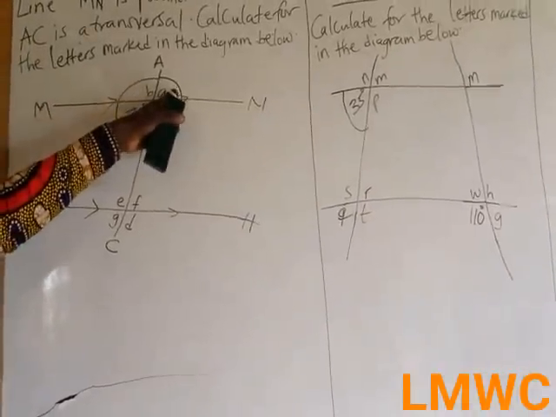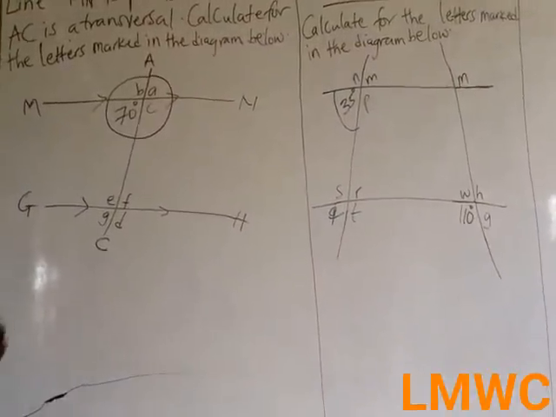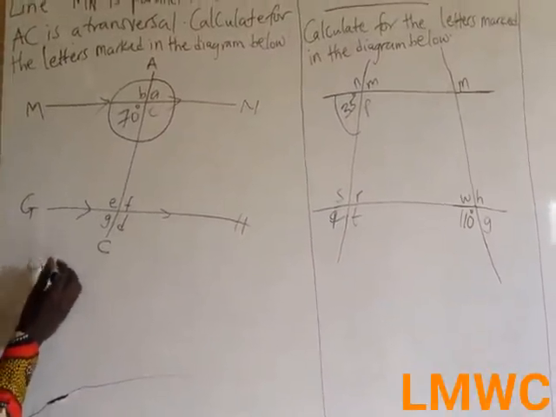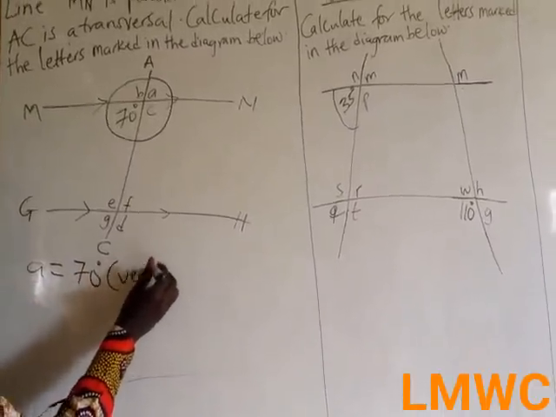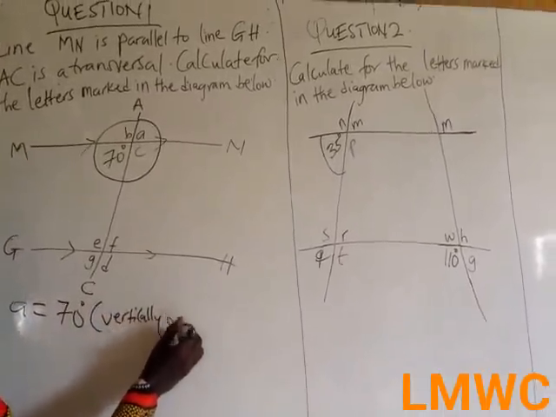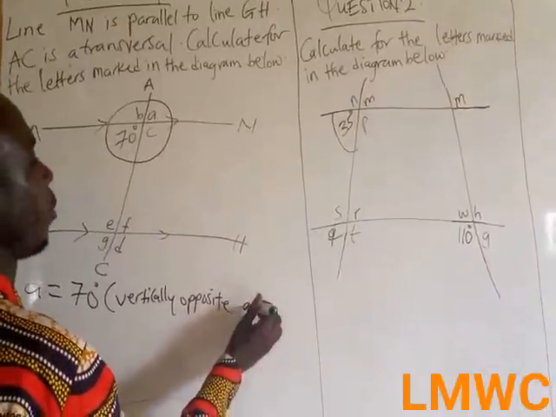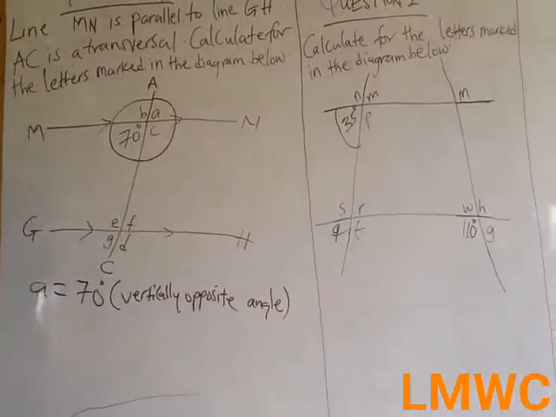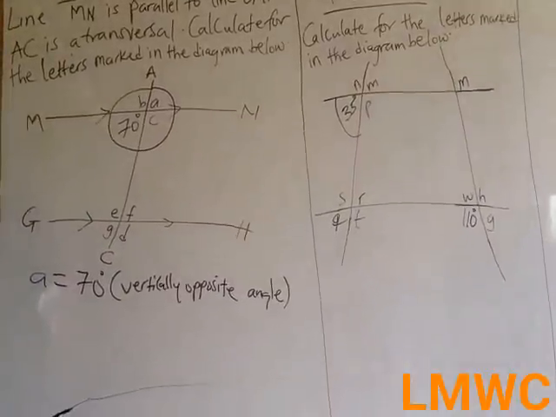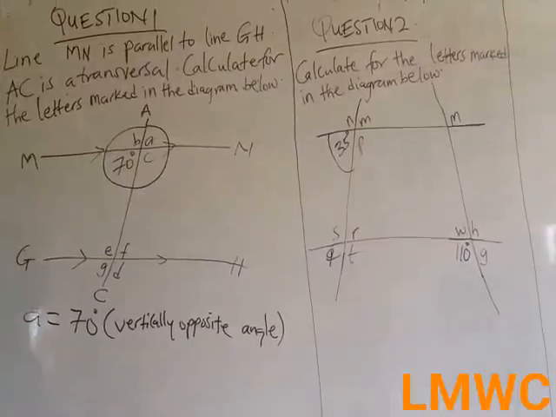So what is A? We learned that vertically opposite angles are equal. So A is equal to what? 70 degrees, vertically opposite angle. Because in an exam, they can ask you to describe the type of angle. Even if they don't tell you to show the type of angle, you should write it in the brackets. It's very important.